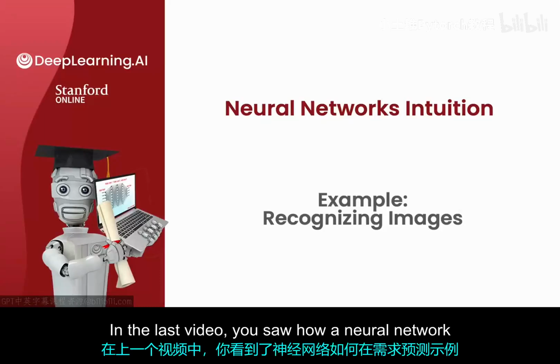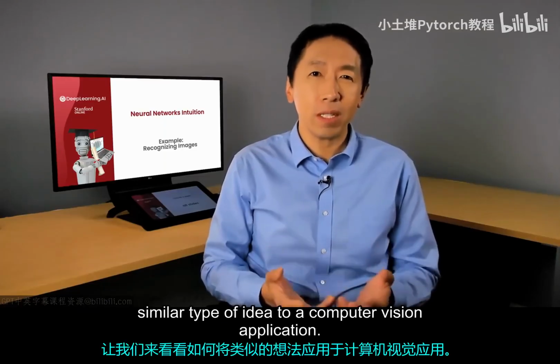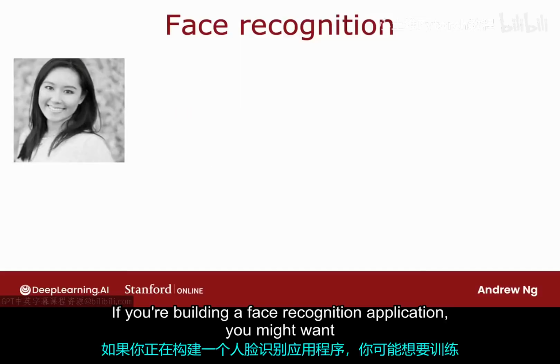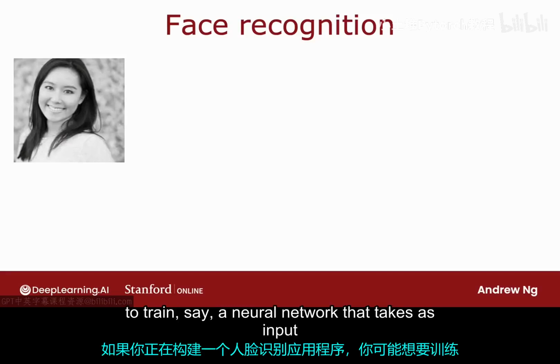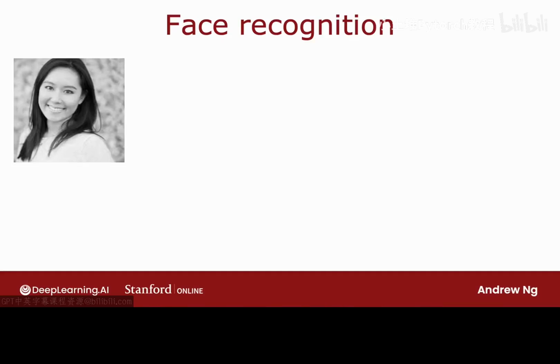In the last video, you saw how a neural network works in a demand prediction example. Let's take a look at how you can apply a similar type of idea to a computer vision application. Let's dive in. If you're building a face recognition application, you might want to train, say, a neural network that takes as input a picture like this and outputs the identity of the person in the picture.